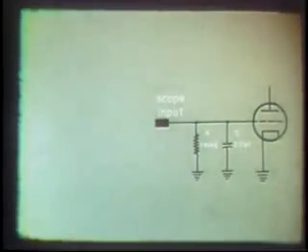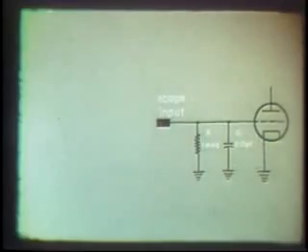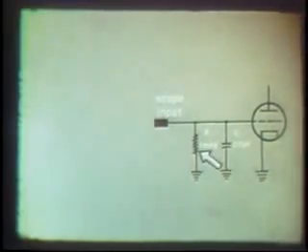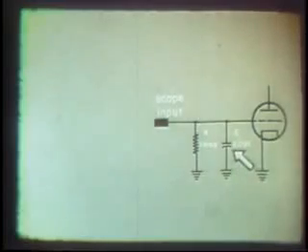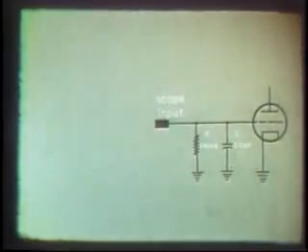In simplified form, this is the input circuit of an oscilloscope's vertical amplifier. Resistor R represents the input resistance of the scope, which is usually 1 megohm. Capacitor C represents the total stray wiring capacitance and the tube input capacitance. On this scope, this total input capacitance is 20 microfarads.